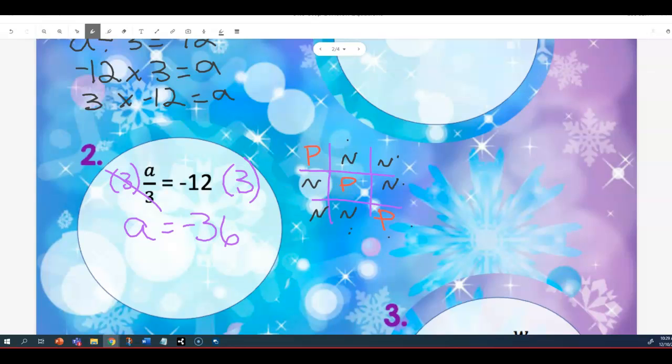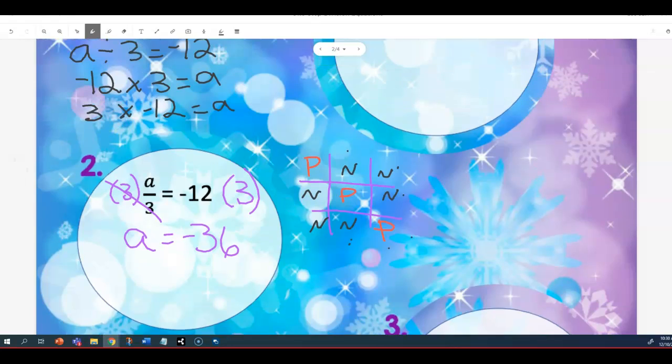So, do we always have to use the tic-tac-toe board? No, you don't always have to do that. If you can remember same sign positive, different signs negative, that's the rule for multiplying and dividing integers.